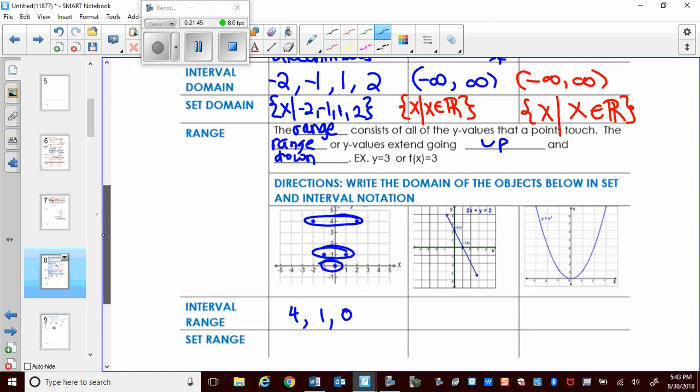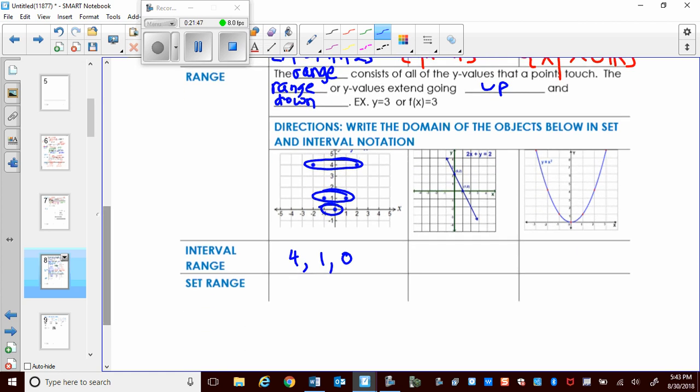If I'm doing set notation, a little bit different this time. We're talking about y values. So curly bracket, y bar, 4, 1, 0, close bracket.